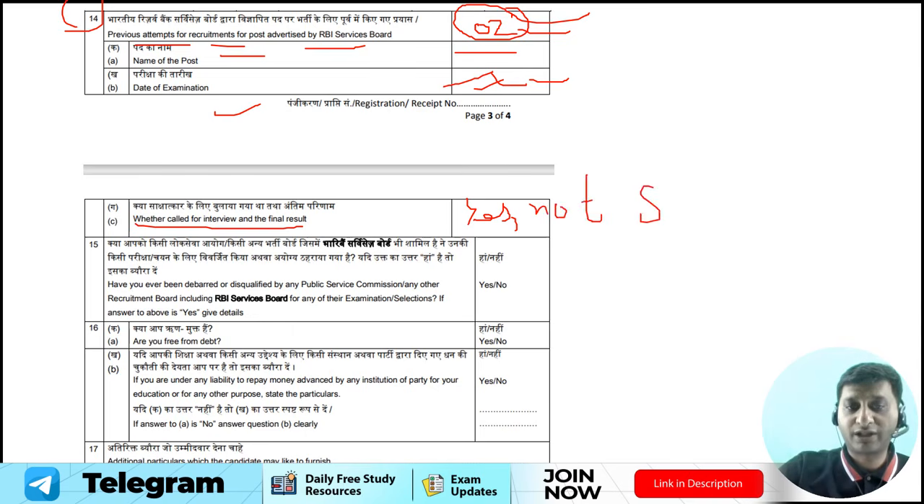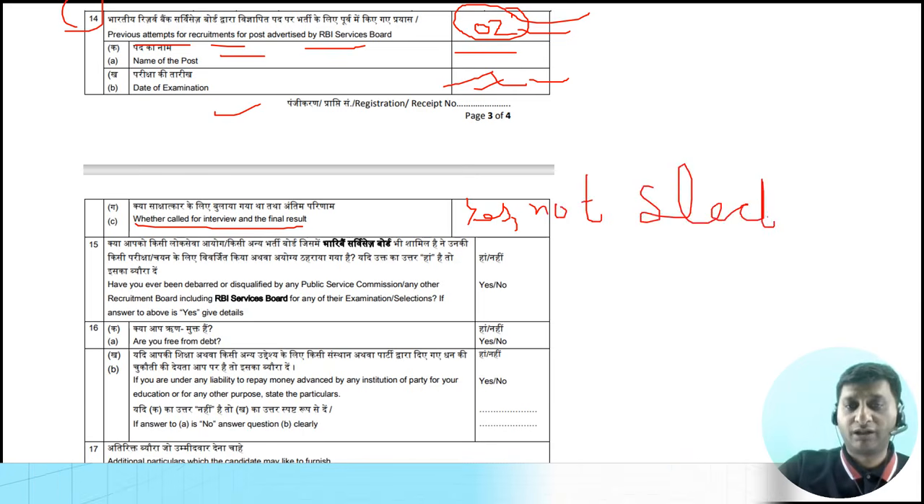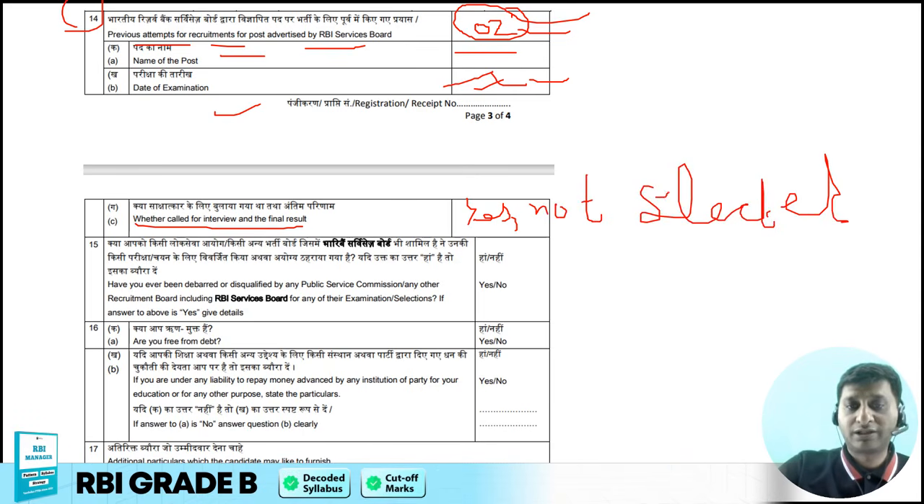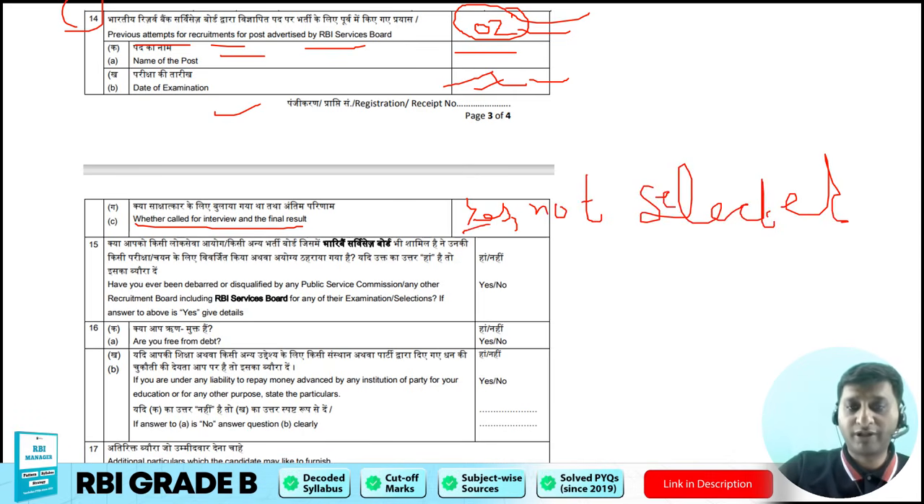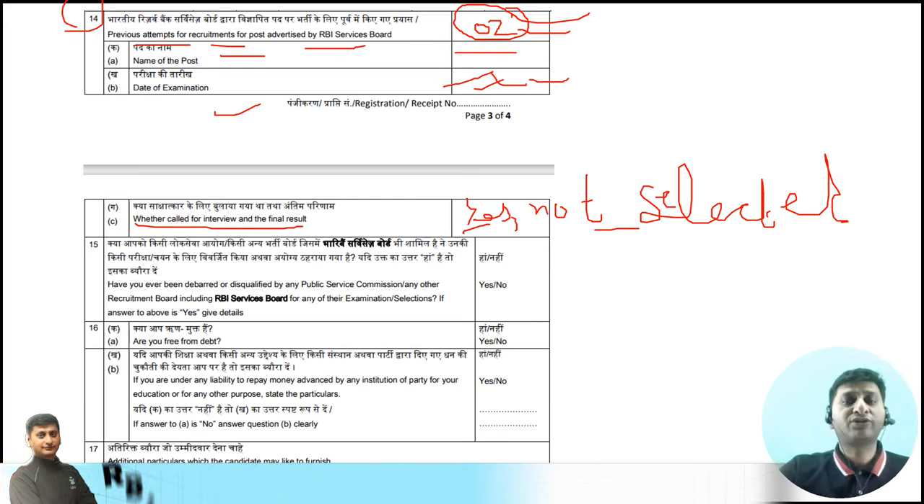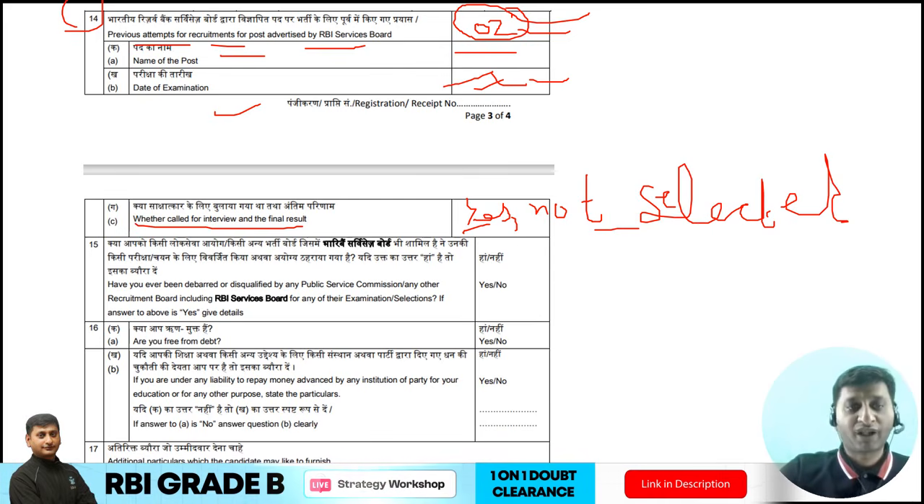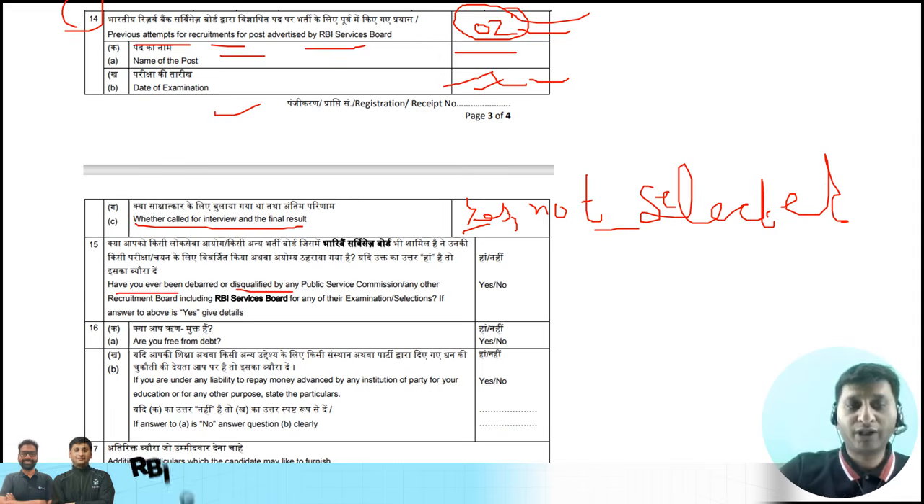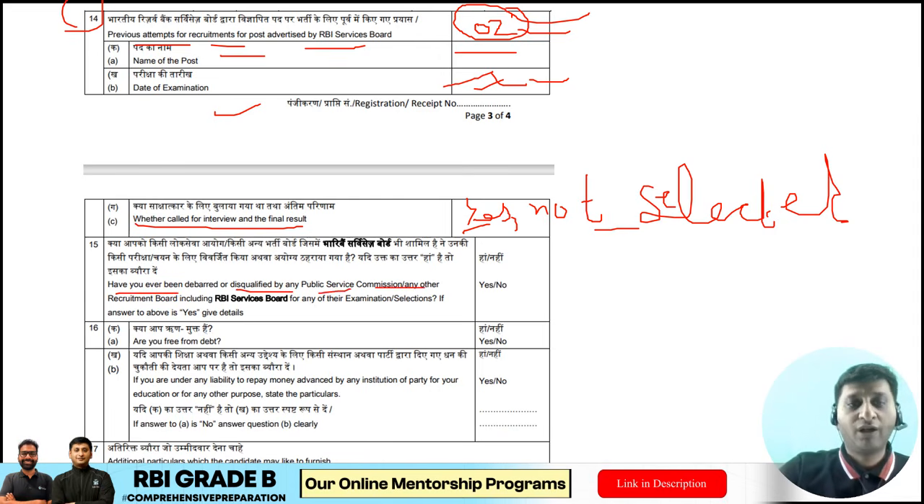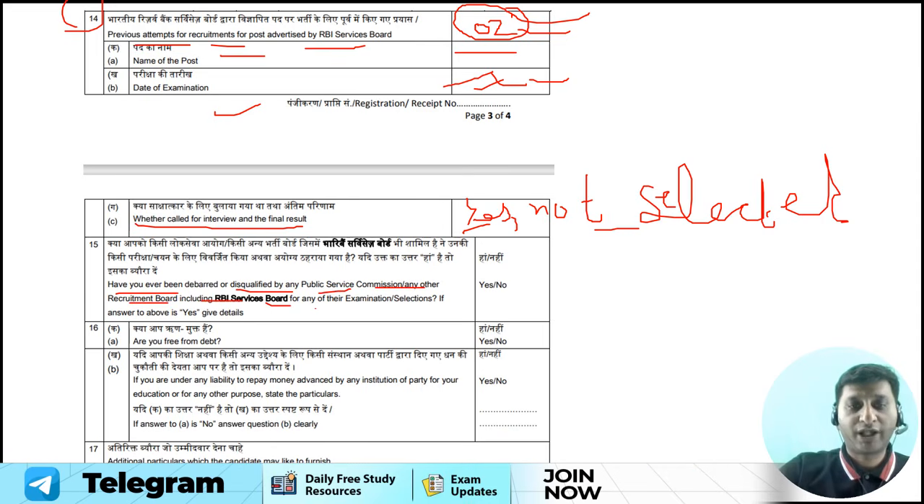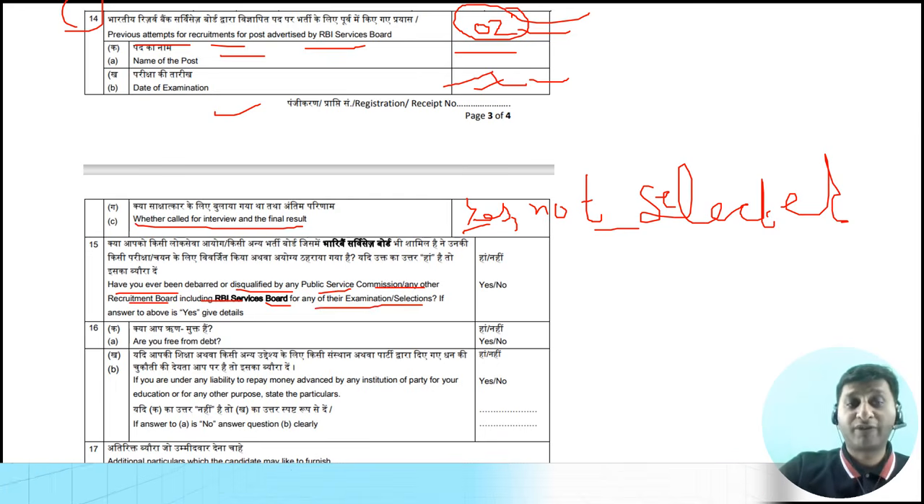Or if selected, say you were selected in RBI Assistant, you can write yes, I was called for interview, selected but not joined. And if you're not called for interview, you can just mention no here, right? And then these are very trivial columns, right? Have you ever been debarred or disqualified by a public service commission or any other recruitment board, including RBI Services Board, or for any of their examination selections? If the answer to above is yes, please give details.